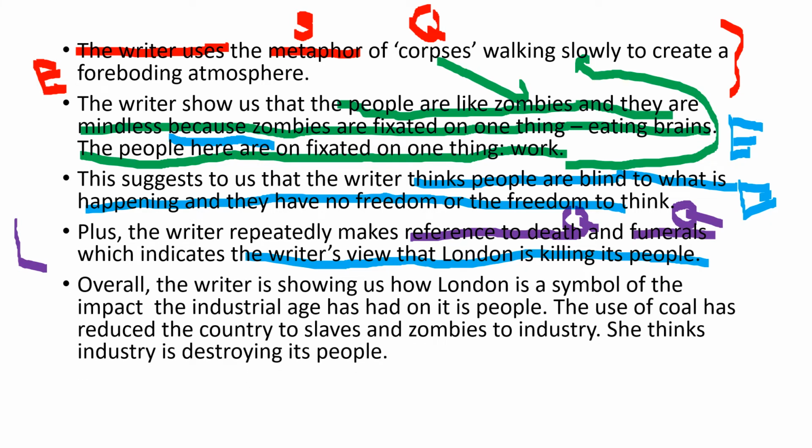Overall, the writer is showing us how London is a symbol of the impact the industrial age has had on its people. The use of coal has reduced the country to slaves and zombies to industry. She thinks industry is destroying its people. Now, let's have a look at that again. So we've got the opinions, again, showing us how London is a symbol. We've got that symbolism, haven't we? Again, so we've got symbolism, and I'm linking to the bigger issue, the industrial age, and I'm making that big picture there.